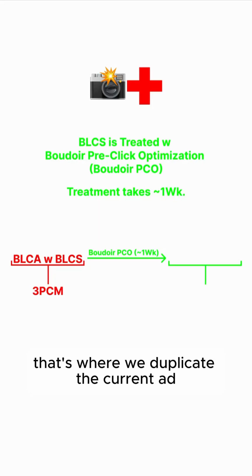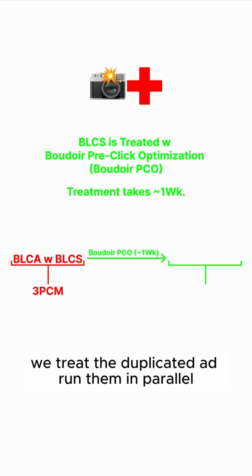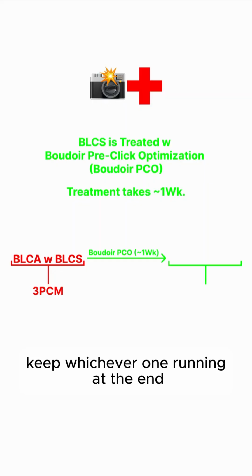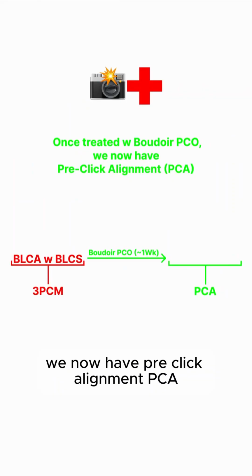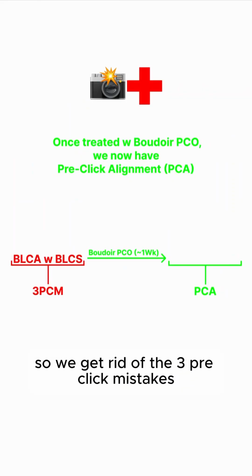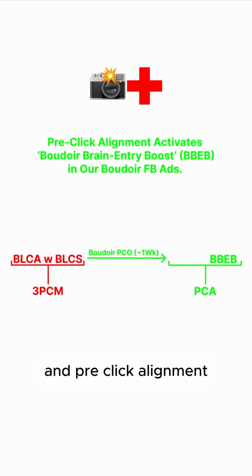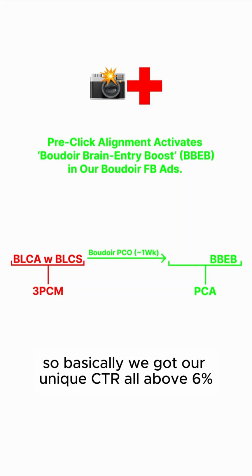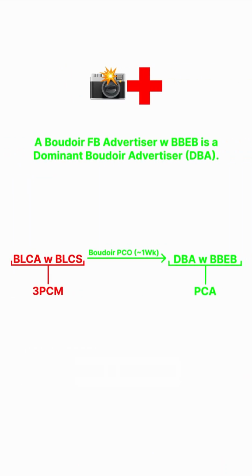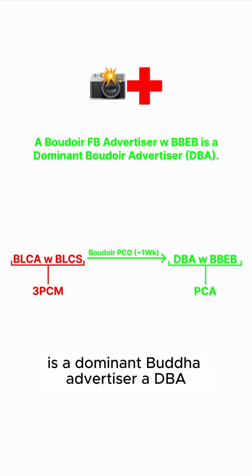And that's where we duplicate the current ad. We leave the current ads running. Duplicate it. We treat the duplicated ad, run them in parallel, keep whichever one running at the end has the better metrics. Now, once treated with Boudoir Pico, we now have pre-click alignment, PCA. So we get rid of the three pre-click mistakes. We achieve pre-click alignment. And pre-click alignment activates Boudoir brain entry boost in our Boudoir Facebook ads. So basically, we got our unique CTR all above 6%. And a Boudoir Facebook advertiser with Boudoir brain entry boost is a dominant Boudoir advertiser, a DBA.